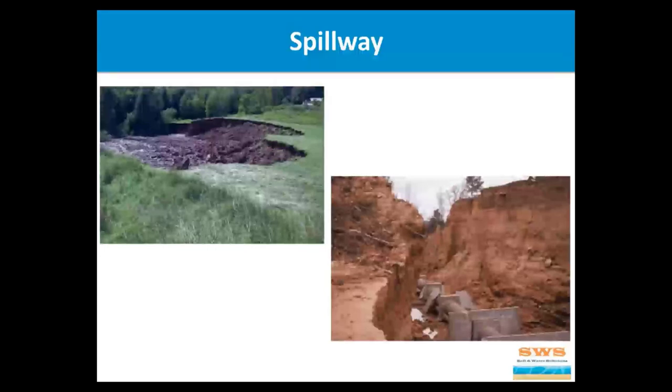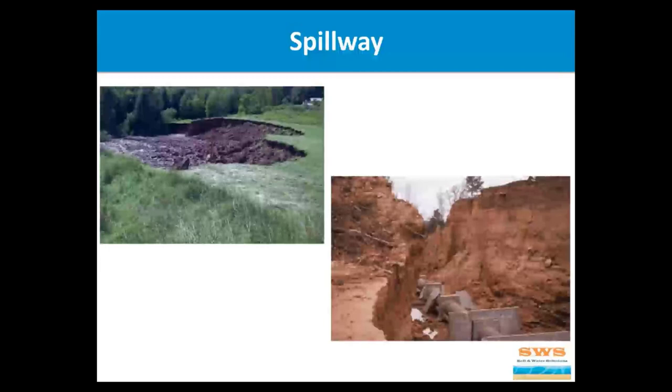On the slide on the bottom right, this is where a lot of previous constructions would put a pipe through the middle of the wall and allow water to be drained through the bottom of the wall down to tanks or down to areas to be irrigated and things like that. You can see there they've built concrete cutoff collars around the pipe that runs through the dam, but it's still failed.